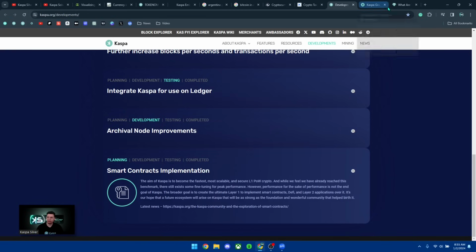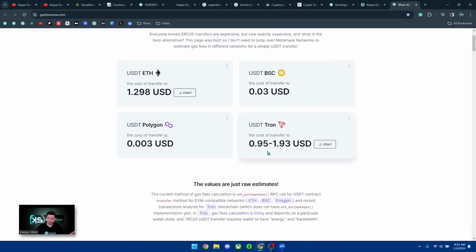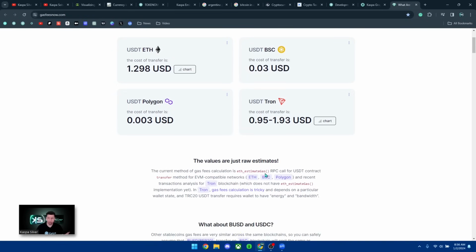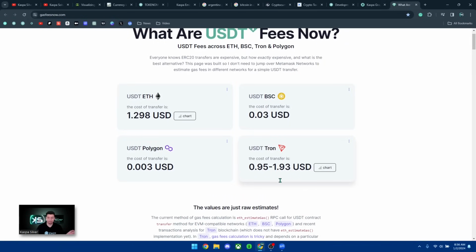If we're looking at something like USDT, this is right now showing the fees for USDT transfers, and the cost of transfer on ETH is about $1.29. BSC is about 3 cents. Tron is about $1, 93 cents to maybe 95 cents, and then Polygon is 3 cents. Now, the problem with this is, one, the values here are just raw estimates, and this is very true. I use Tron USDT a lot, and right now the fees every time I use it is at least $3, which is absolutely horrible.